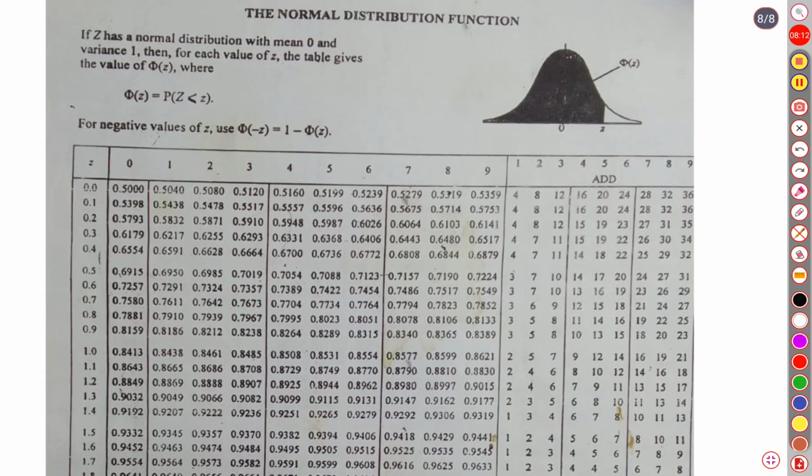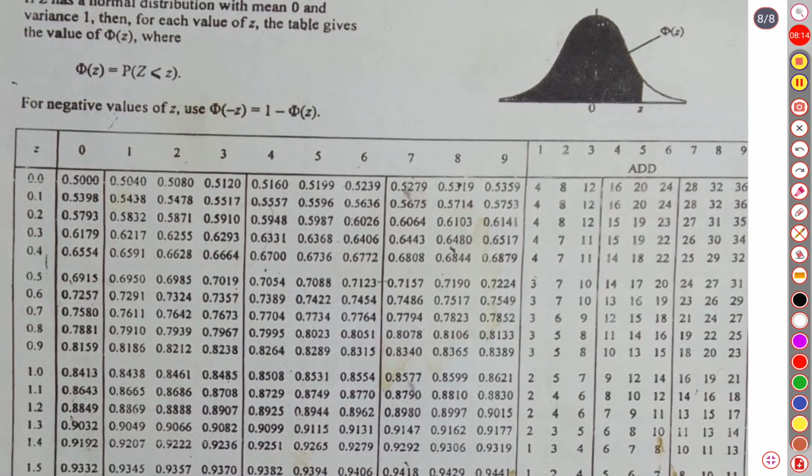So 1.2, I can show you here. 1.2 is over here. Look, 1.2 and 0. So the row is 1.2, the column is 0. That means directly this is our probability. So our probability is 0.8849. I think you have got my point.